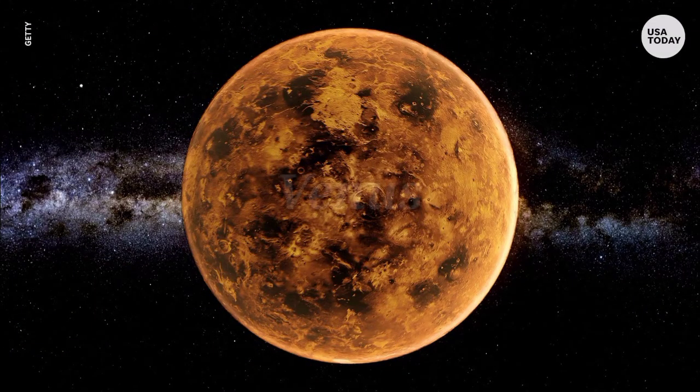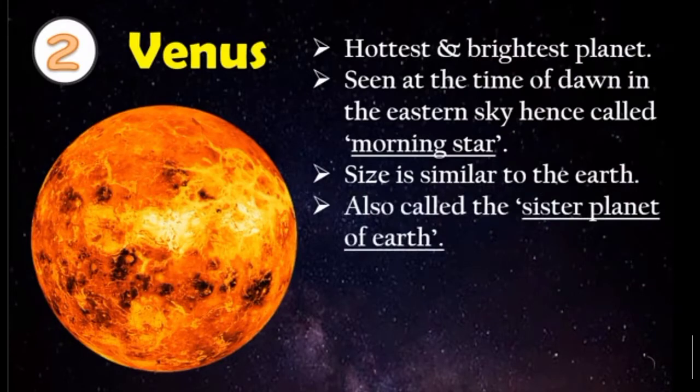Okay. Next is Venus. Venus is the second closest planet to the sun. It is the hottest and brightest planet. It is seen at the time of dawn in the eastern sky, hence called the morning star. Its size is similar to the Earth, so it is also called the sister planet of the Earth.